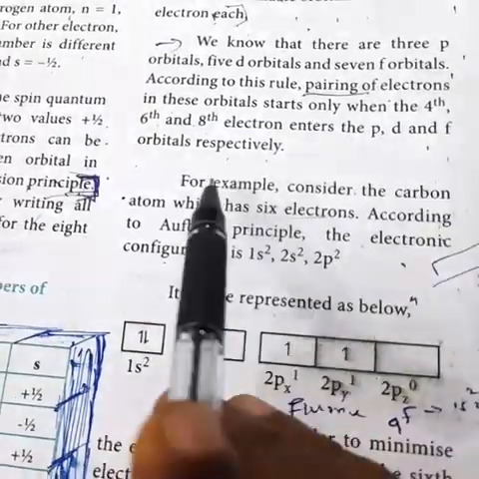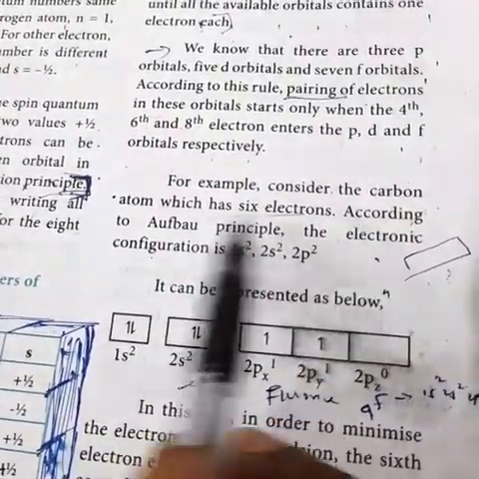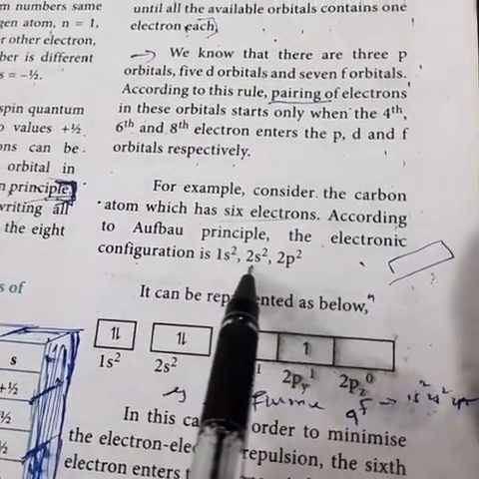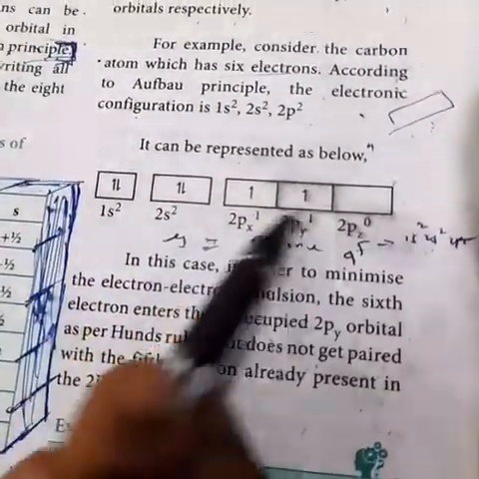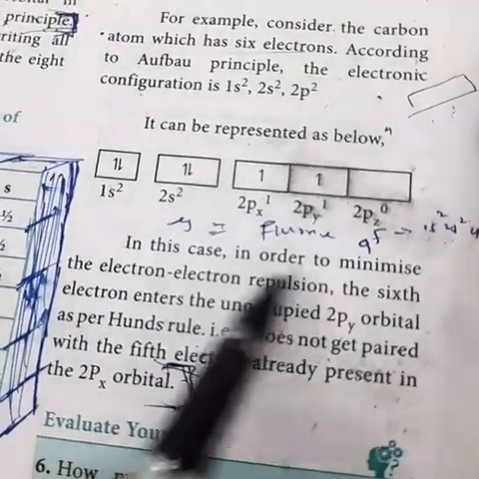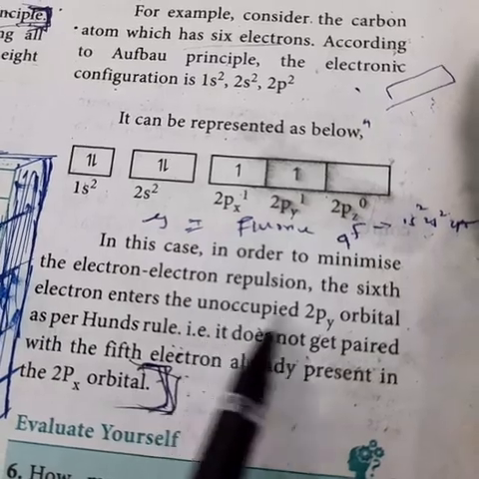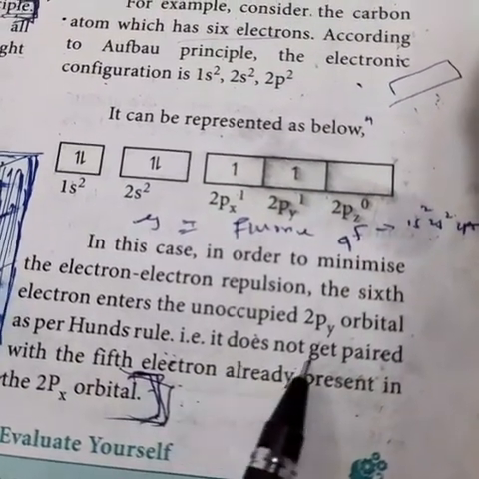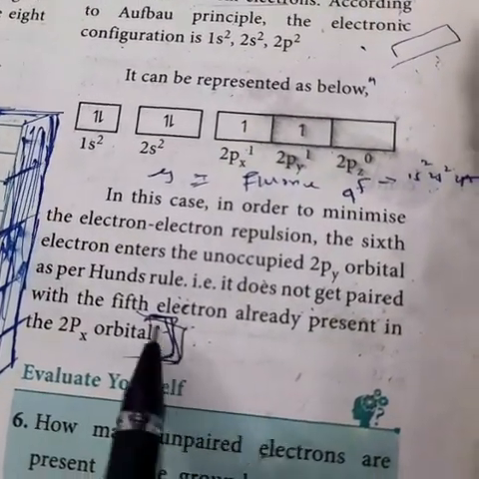For example, consider the carbon atom which has 6 electrons. According to the Aufbau principle, the electronic configuration is 1s2, 2s2, 2p2. It can be represented as follows. This orbital diagram also you should write. In this case, in order to minimize the electron repulsion, the 6th electron enters the unoccupied 2py orbital as per Hund's rule. That is, it does not get paired with the 5th electron already present in the 2px orbital. Up to here you have to mark.